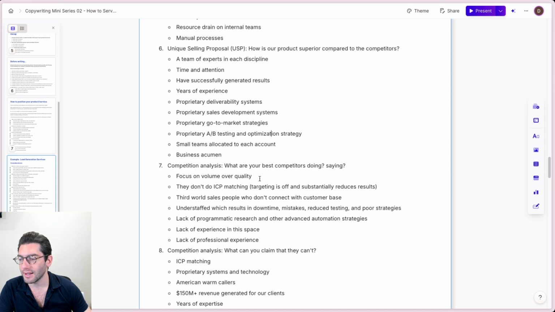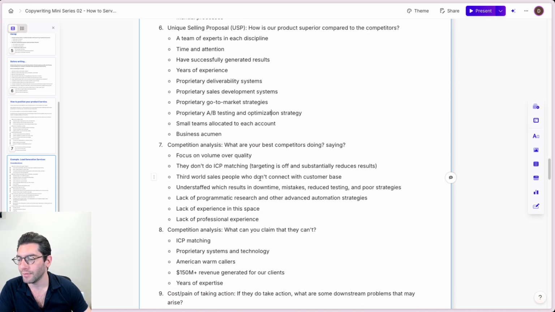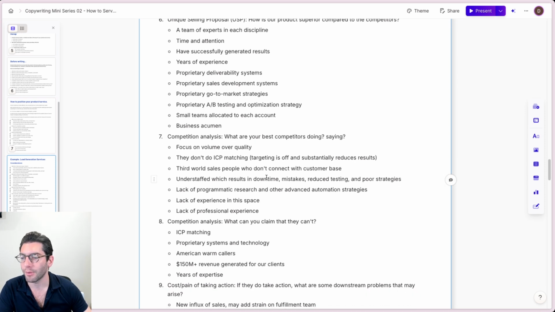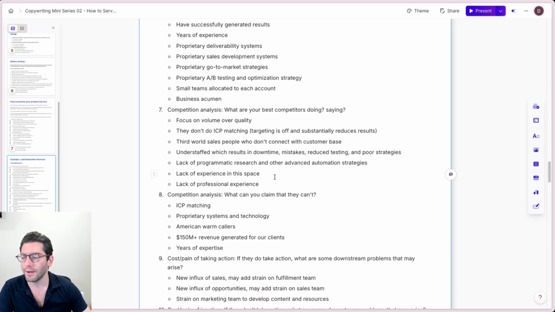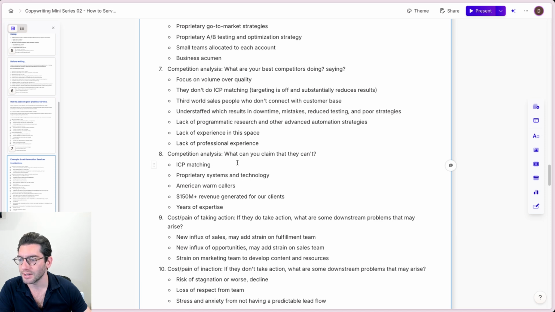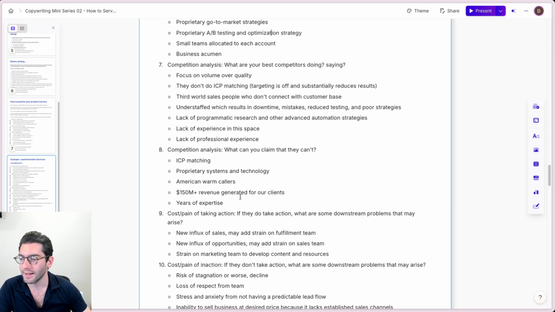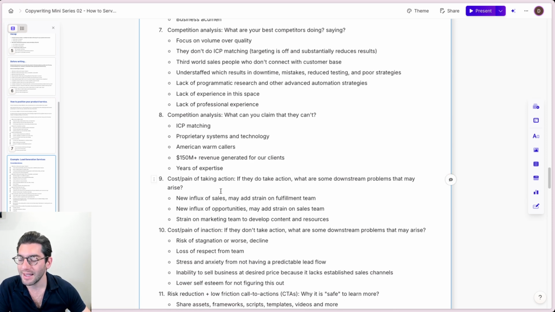Whatever, competition analysis: the lower quality, lack of programmatic research, lack of experience, lack of professional experience, understaffed, etc. Competition analysis. What can you claim that they can't? A couple examples: ICP matching, proprietary systems and technology, American warm callers, 150 million in revenue generated for our clients to date, years and years of expertise, cost and pain of taking action, new influx of sales.